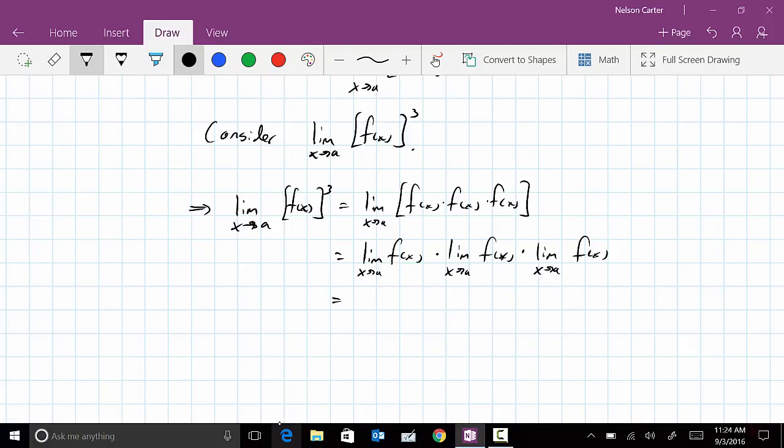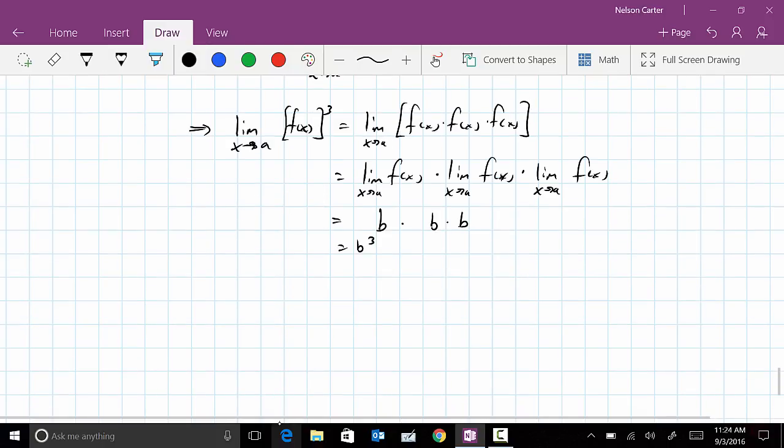But remember, each of those limits exists. That's why we were able to do this. We were able to do this step because we know that that limit exists, and that limit was equal to b. So this is just b times b times b, which is b cubed. So that's interesting. That means we found that the limit as x approaches a of f of x all cubed is equal to b cubed.